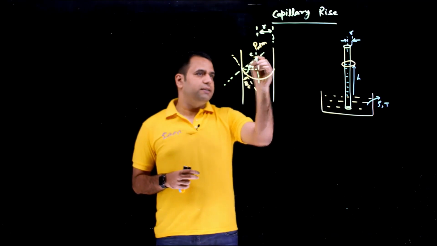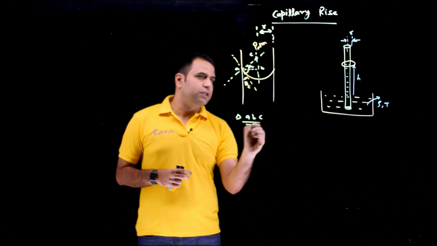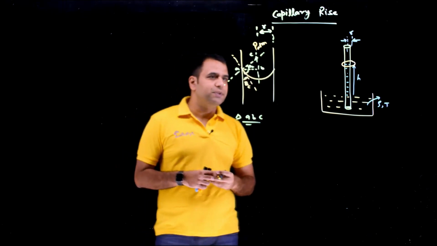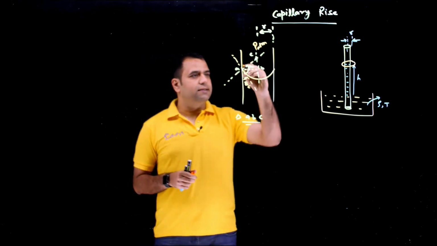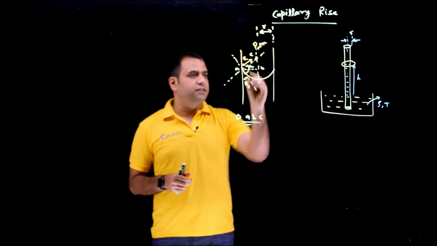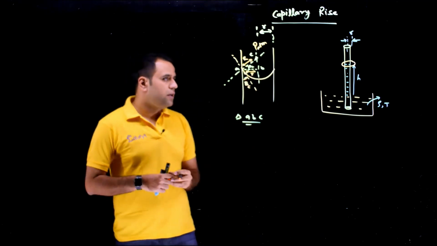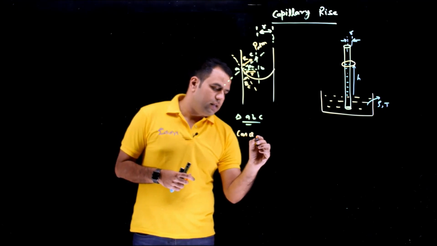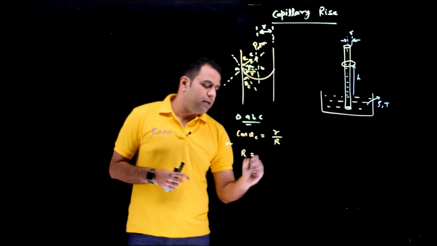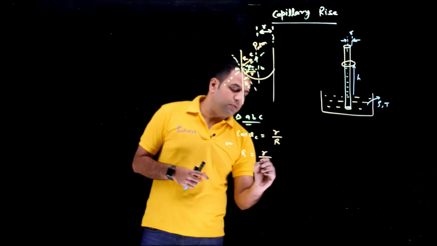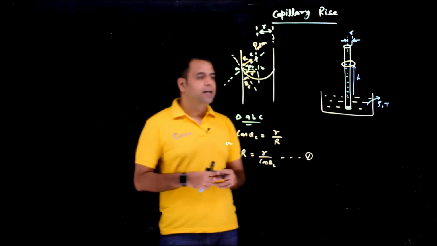So this point is C, let's call this A and this B. In triangle ABC, which is a right angle triangle, this is the radius of the spherical surface, capital R, and this is small r, the radius of the capillary tube. So cos theta c equals small r upon capital R. Or we can say the radius of the spherical surface, capital R, becomes small r upon cos theta c. That is equation 1.